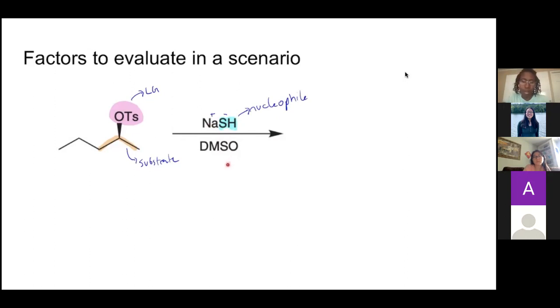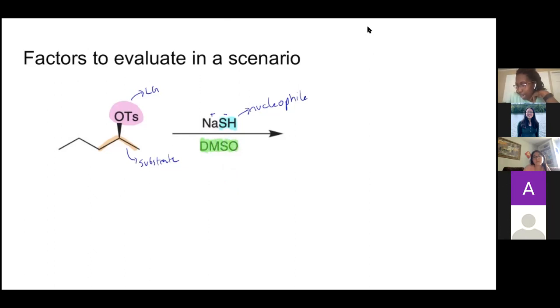And then here we also have a solvent. I know we talked about solvents on Friday. Does anyone happen to remember what type of solvent DMSO is? So DMSO is actually a polar aprotic solvent. So I'm going to go ahead and shade that in as well.